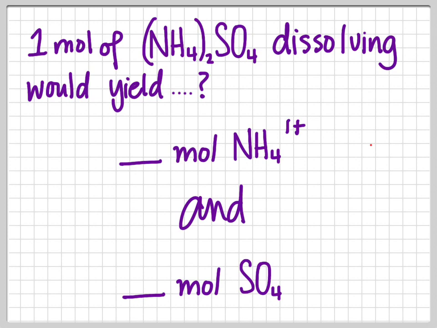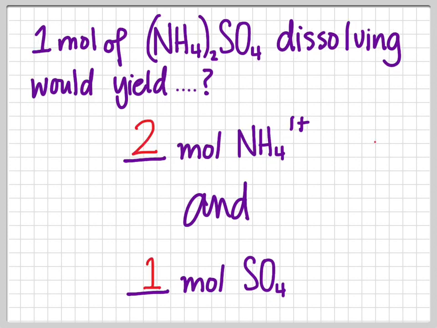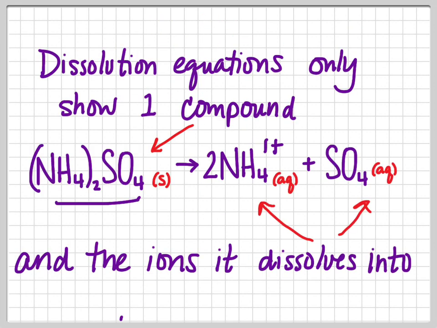Okay, let's practice one more. I've got 1 mole of ammonium sulfate dissolving, and so I know that that yields 2 moles of ammonium 1+ ions, 1 mole of sulfate ions. Now, it's important to note that a dissolution equation or ionic equation just shows that one compound here, the ammonium sulfate, and the ions that it dissolves into, the ammonium ions and sulfate ions.